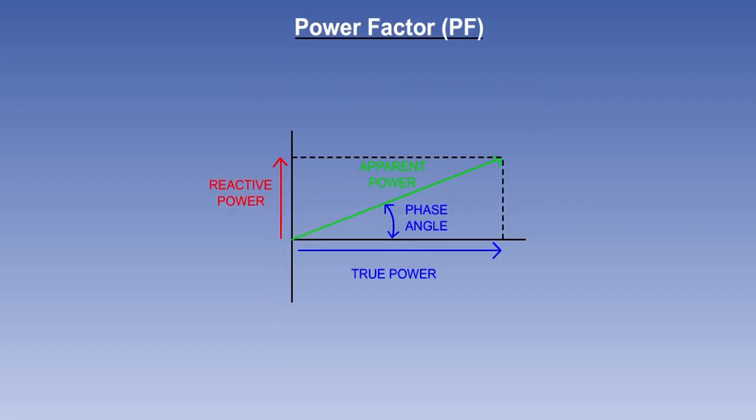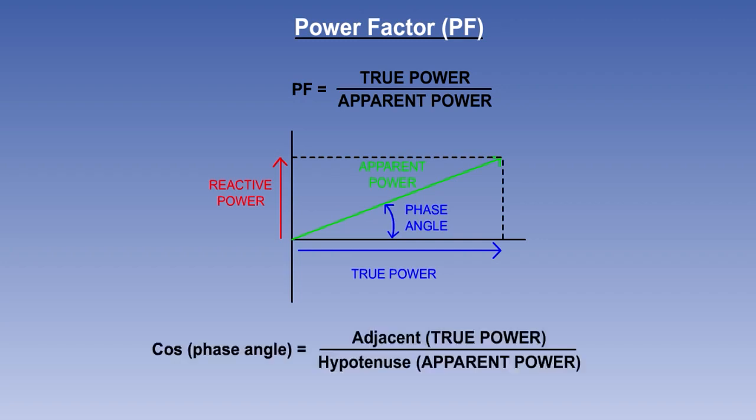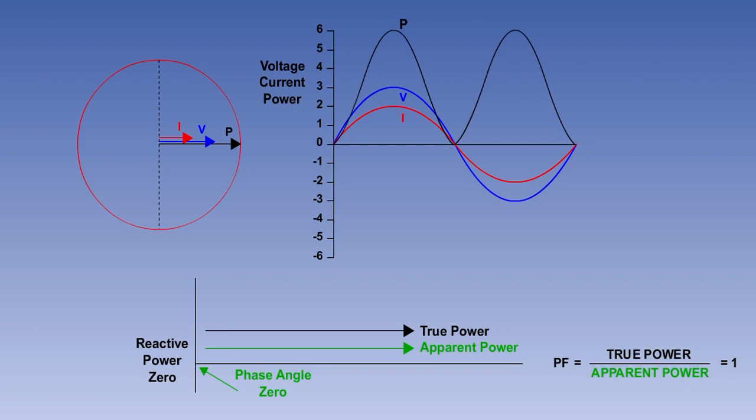The relationship between true and apparent power is an important one. It is expressed as a power factor, or PF. The power factor is the true power divided by the apparent power. As you can see from the vector diagram, this is the cosine of the phase angle. In a theoretical purely resistive circuit, the phase angle is 0 degrees. The true power is equal to the apparent power, so the power factor is 1. This is good, as all of the power in the circuit is being used to do useful work.